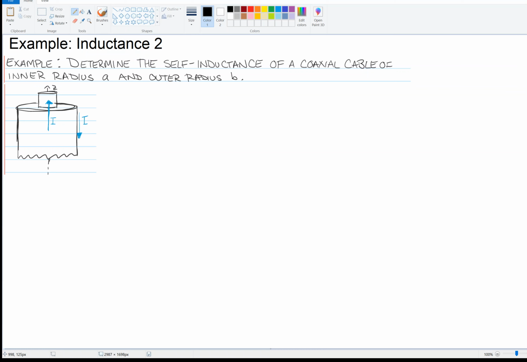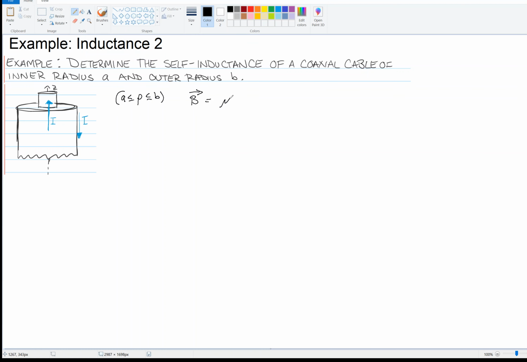It carries the same current, just the polarity is reversed on the outer conductor. Alright, so we want to figure out what the self-inductance of this thing is. We're actually only going to calculate the self-inductance in the region where the radius is larger than a but less than b, so in the middle there. We're going to ignore anything in the very center.